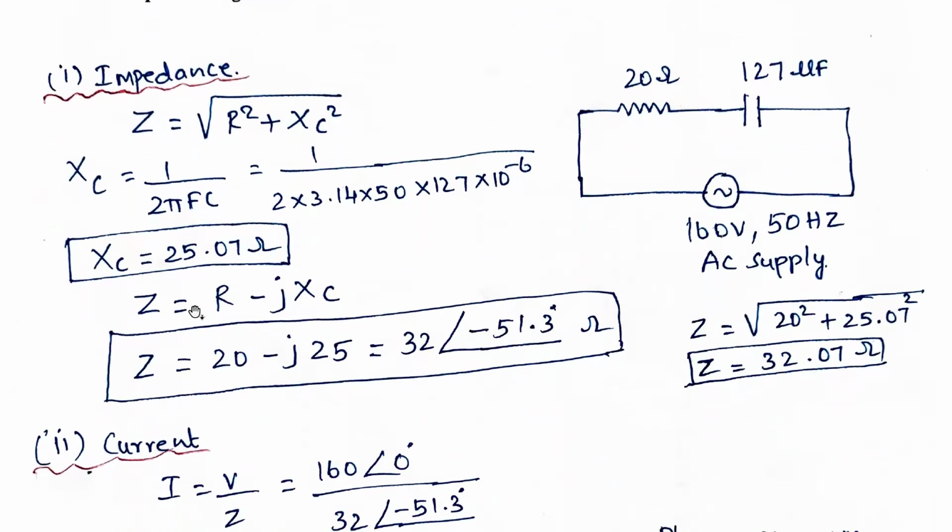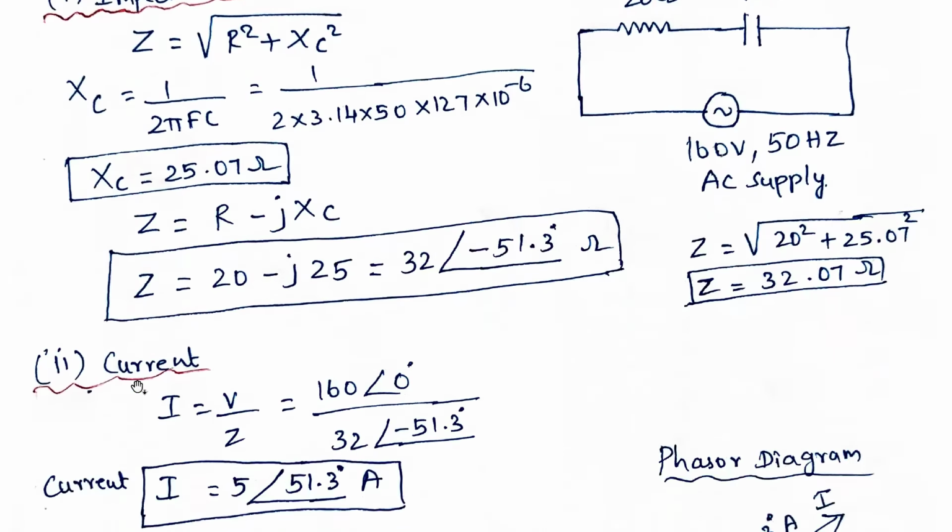Now Z is equal to R minus j XC, because for an RC circuit the impedance is R minus j into XC. R is 20 ohms, and XC is 25.07, so I am taking this as 25. If you convert this complex format into polar format, you get 32 at the angle of minus 51.3 degrees. So that is in ohms.